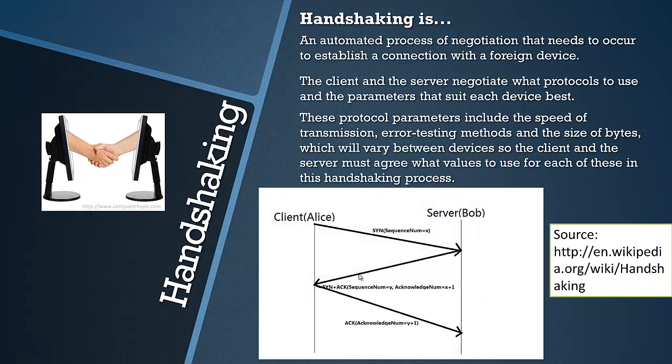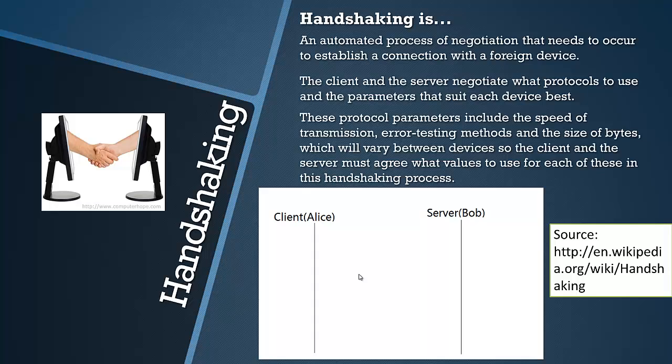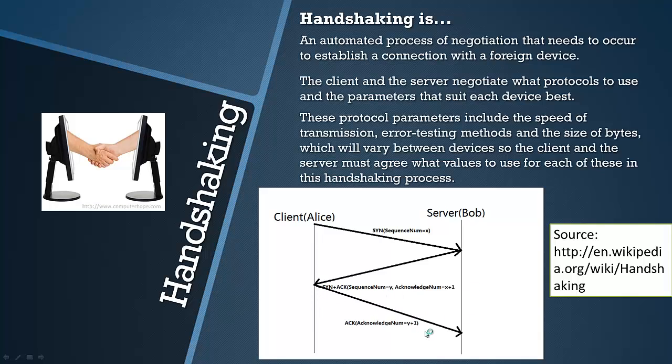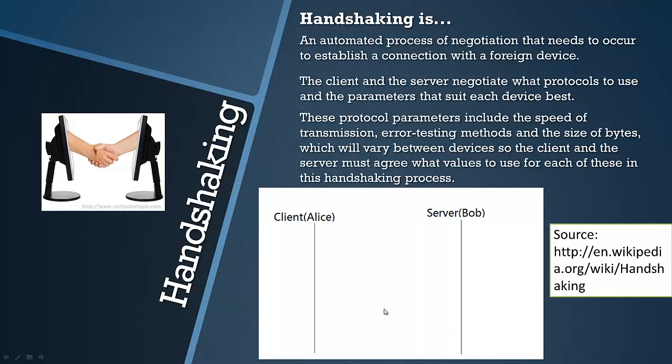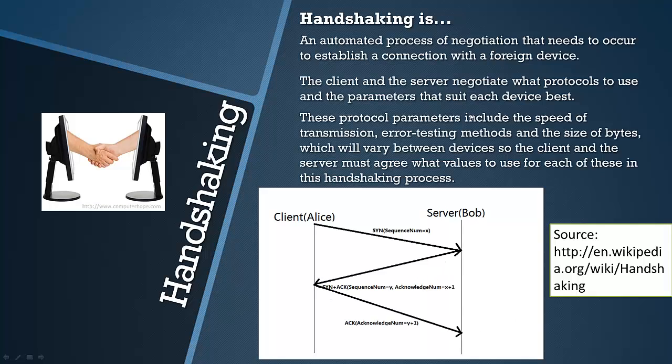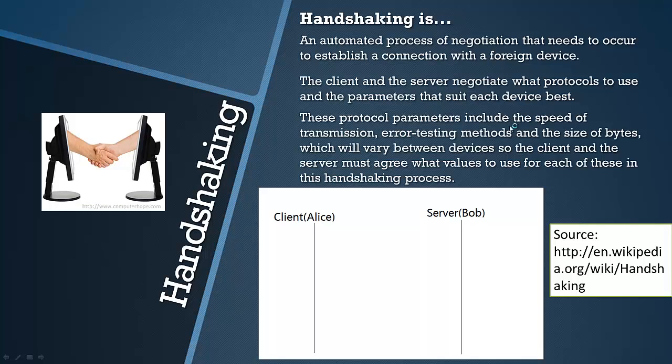Let's have a look at a GIF of this happening. I've taken it from Wikipedia shamelessly, so there's the source there. You can see it's quite fast. But you can see the client Alice initiates with the server. The server replies with the values that it wants, and then they negotiate. The client negotiates, and a connection is made through this handshaking process. These parameters will have different values between each device, and they basically negotiate and meet in the middle.